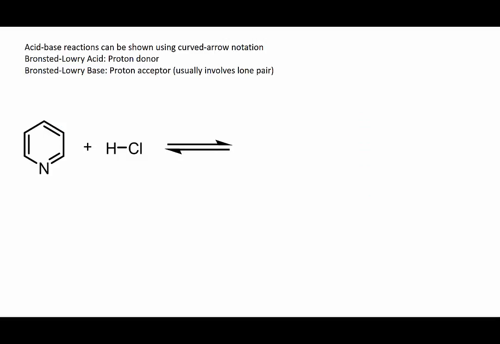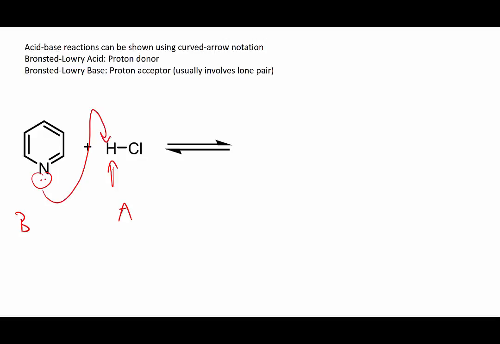One more example, if we take pyridine and hydrochloric acid. First off, let's draw the lone pair on this nitrogen. We have a lone pair right here, which means this is going to be our base. We have an extra proton right here. This is going to be our acid. The base will be attracted to the proton.